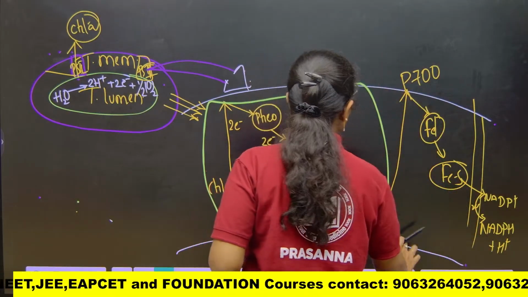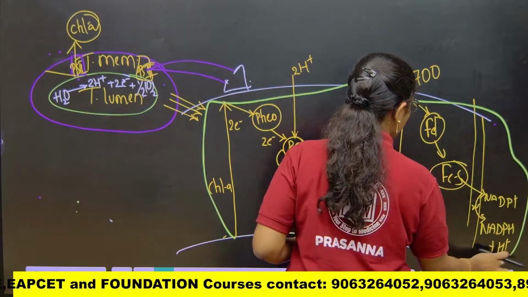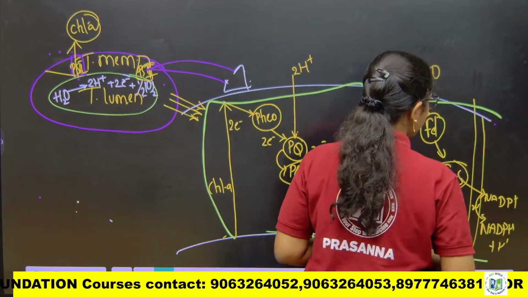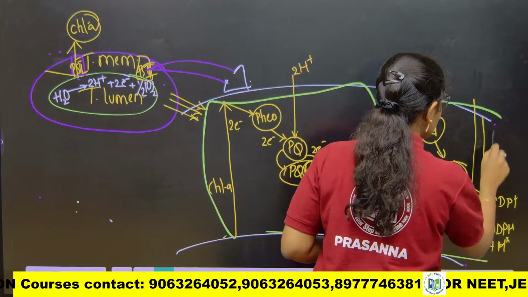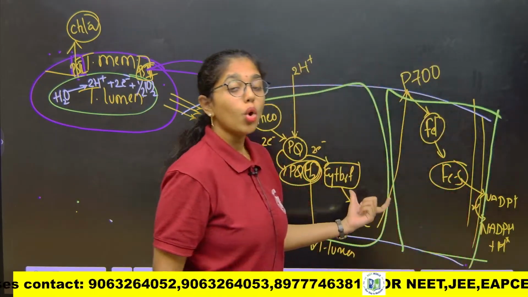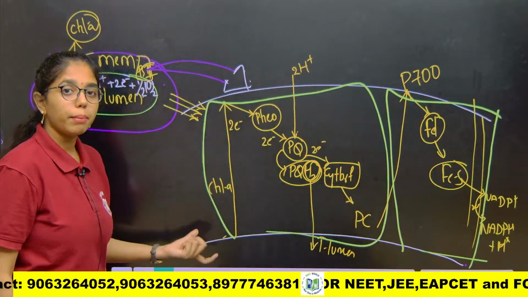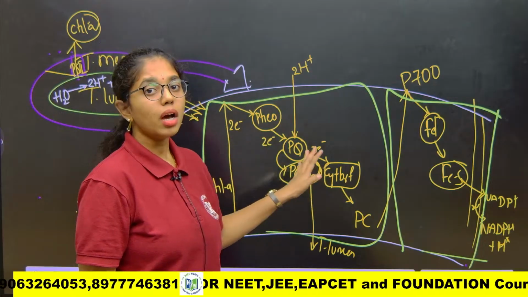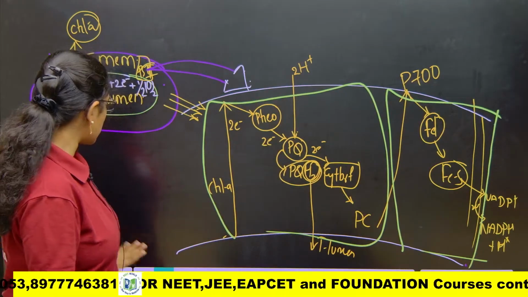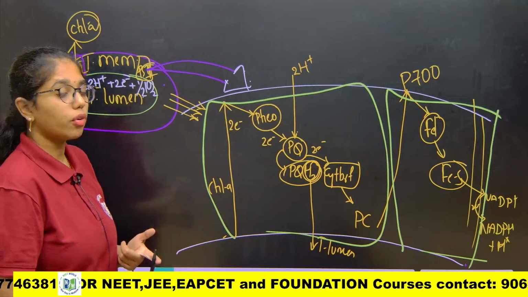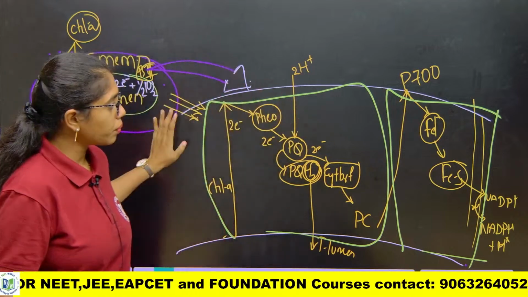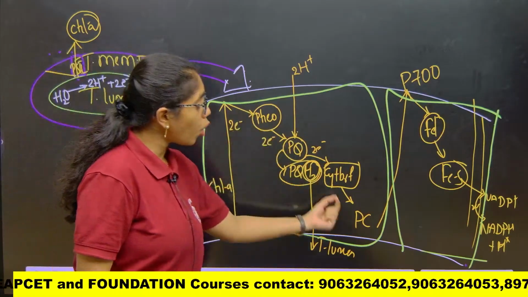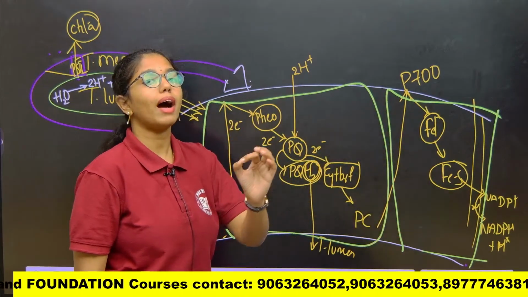This is a gist of non-cyclic photophosphorylation. Clear? So, this is photosystem 1. Photosystem 1 and photosystem 2 both are present in the thylakoid membrane of oxygenic photosynthesis. In those plants where oxygenic photosynthesis is happening, photosystem 2 and 1 are present over the thylakoid membrane, and this flow of the electron transport you have to remember.